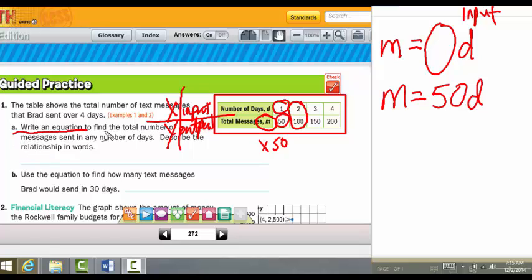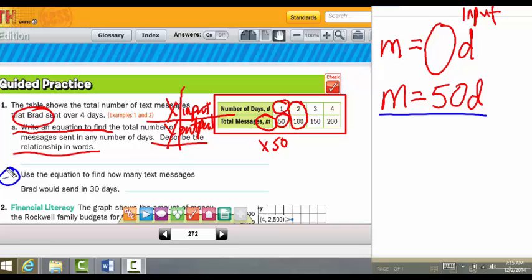First of all, write an equation. And then the second thing it says is describe the relationship in words. And to describe that relationship in words, we can just say this, that Brad sends 50 messages per day. Now we've got this equation here.